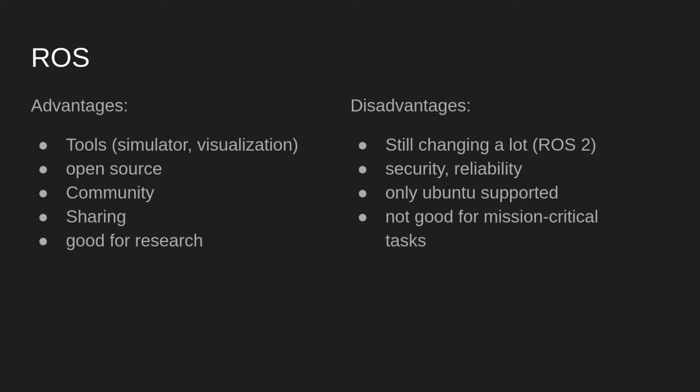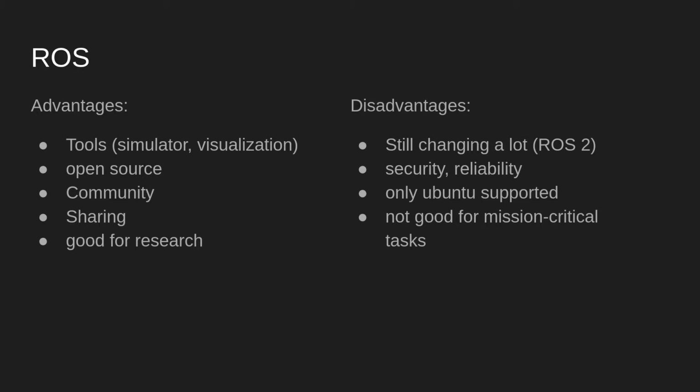The disadvantages, though, is that ROS is still changing a lot. There are updates that come out every few years, which means that you have to change your code to make it work with the new versions, and it's kind of annoying. Recently, they came up with ROS 2, which is sort of completely different. Well, not completely, but there are a lot of changes that don't work with the old versions. Our team currently uses ROS 1, but at some point we will have to move to ROS 2.